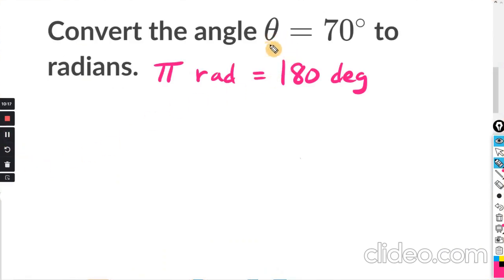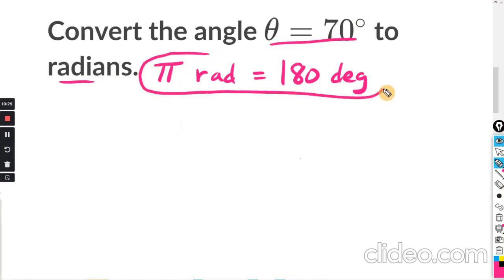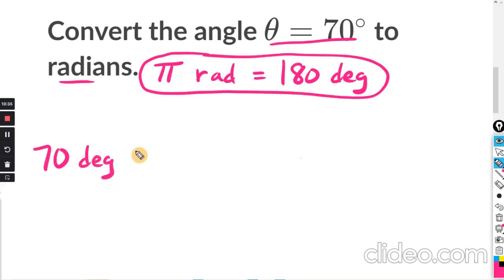All right, last one. We're going to convert the angle theta equals 70 degrees to radians. All right, we're going to use our conversion factor. Pi radians equals 180 degrees. So let's start with 70 degrees. And instead of the degree symbol, I am going to write DEG. This way I can cancel the units, because it's hard to cross out that little symbol.